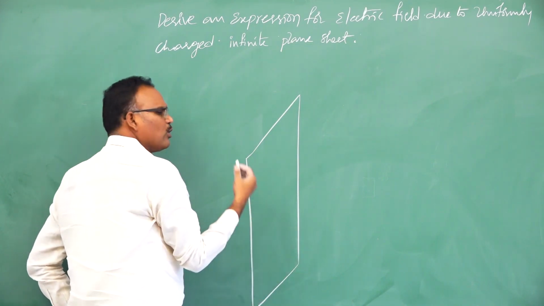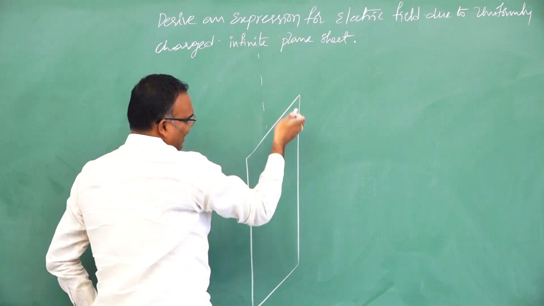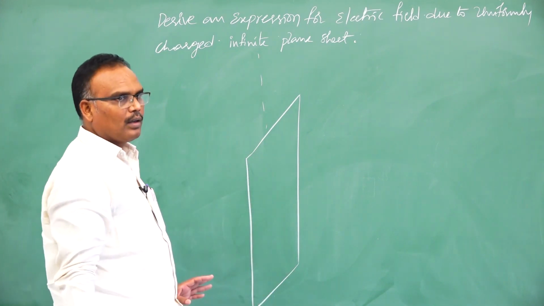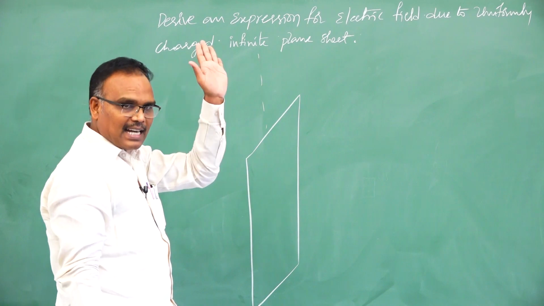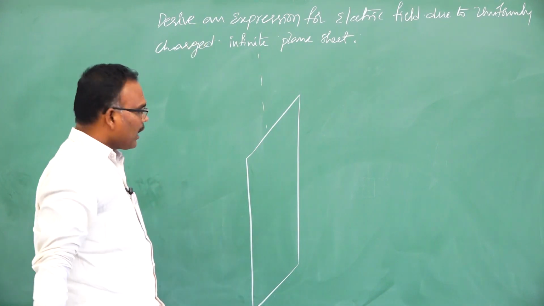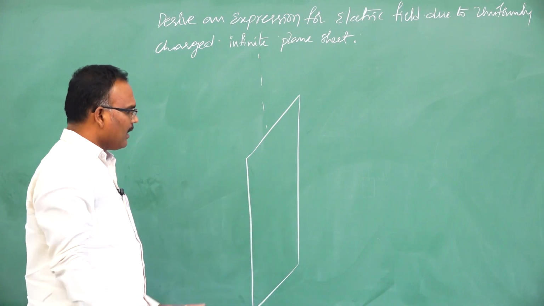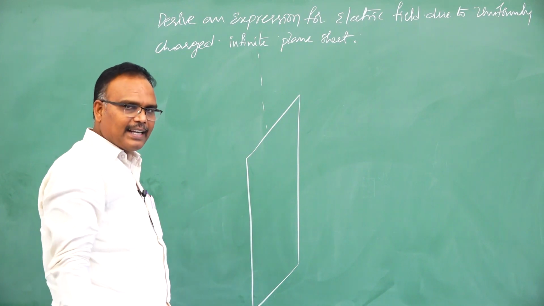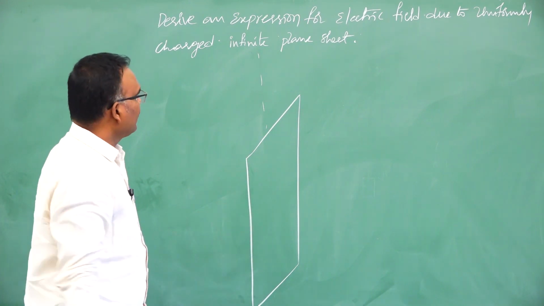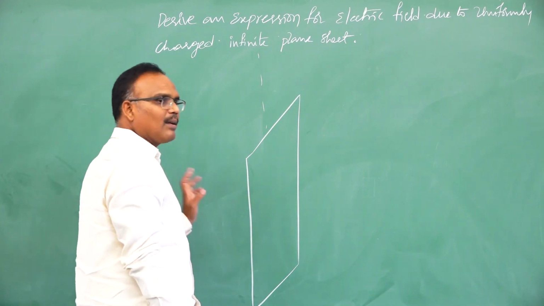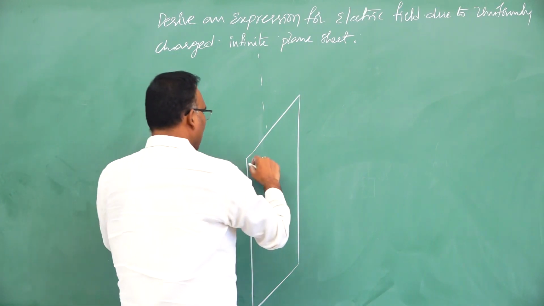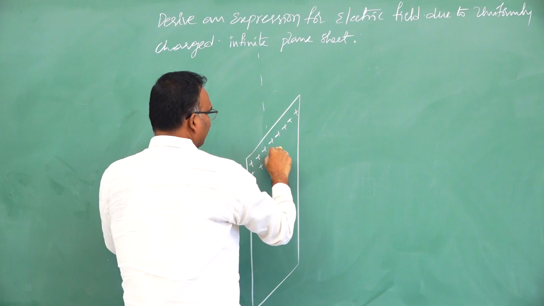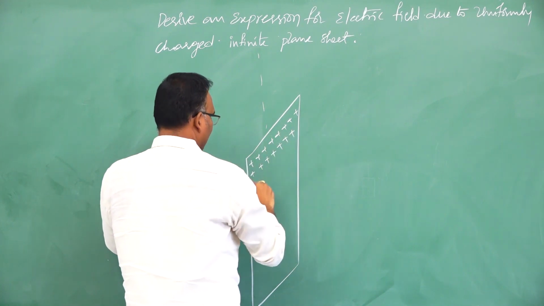Sheet. That means we don't know this end as well as this end, as well as this end, as well as this end. Nothing we know. Like a sky, where it starts and where it ends, we don't know. Like that, all four ends we don't know. Such kind of bodies, I can say it is an infinite plane sheet. Thickness is negligible. Here charge is uniformly distributed, like this.